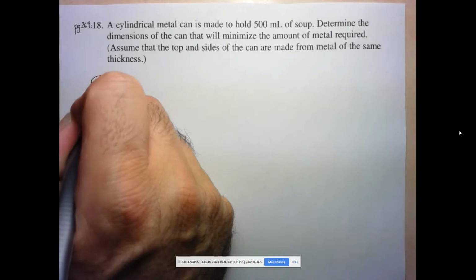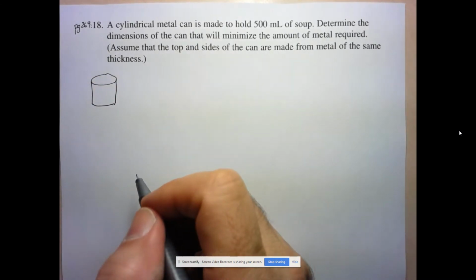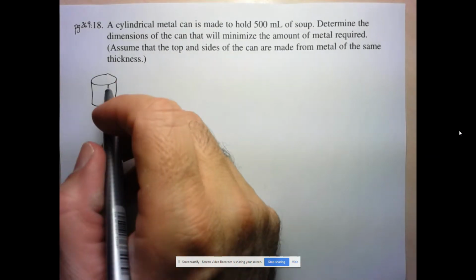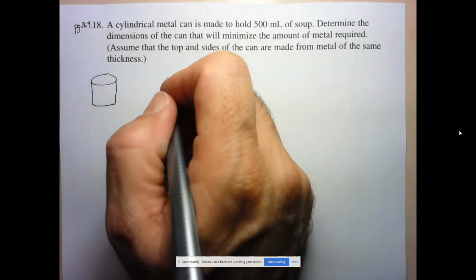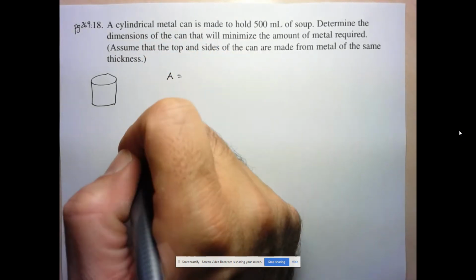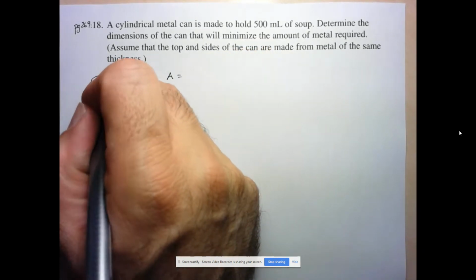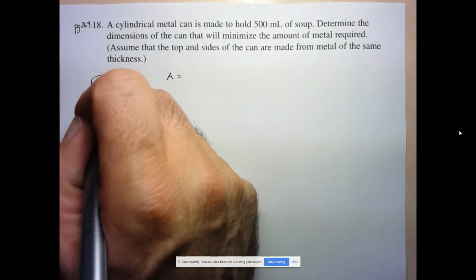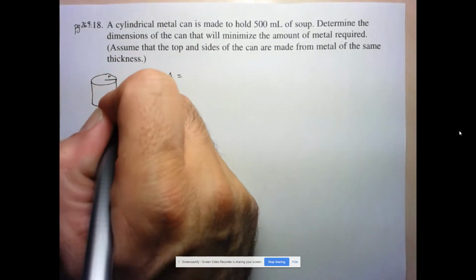So I'm making my cylindrical can, and we want to minimize the amount of material required. If we're making the can, we're looking for just the exterior, so what I'm looking to minimize is the surface area. Now the surface area of a full cylinder is 2 times the base, the 2 circles, plus the side portion. So what I'm going to need as my dimensions are radius and height.